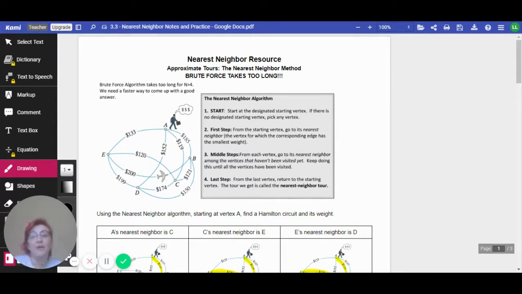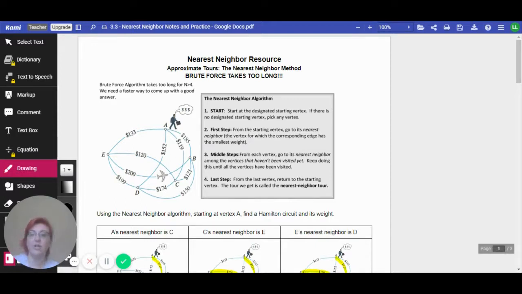Now, Nearest Neighbor is going to introduce us to what are called approximate tours. The reason why we have these is because brute force takes too long. If n is greater than 4, it's going to take you forever. So we need a faster way to come up with a good answer, and that's what Nearest Neighbor helps us do.